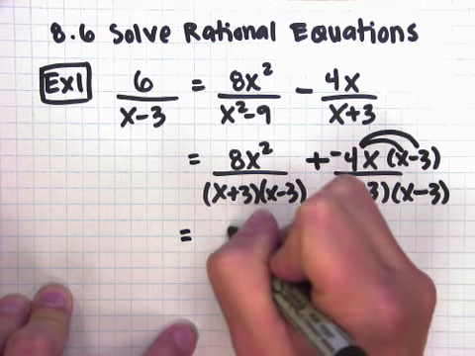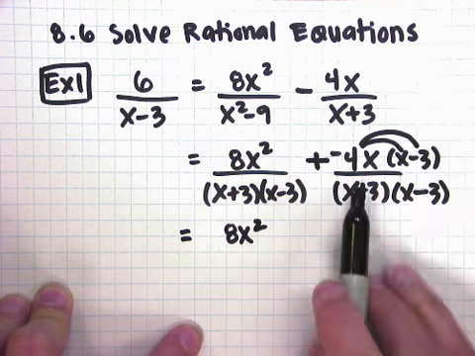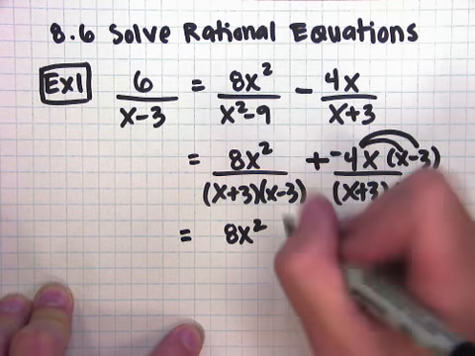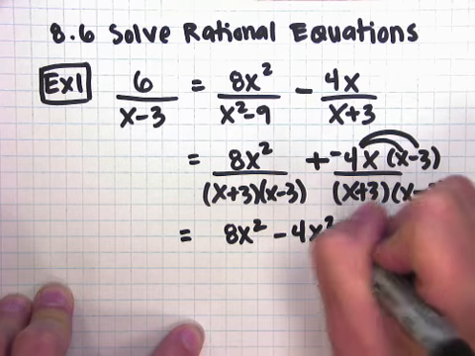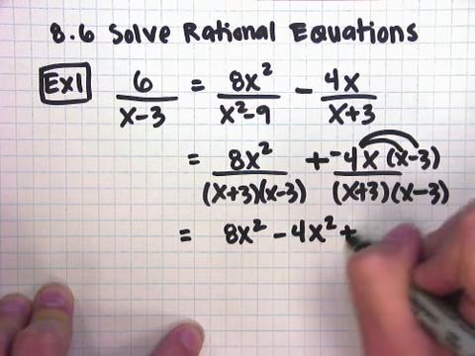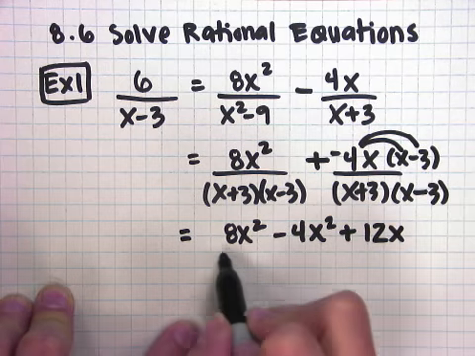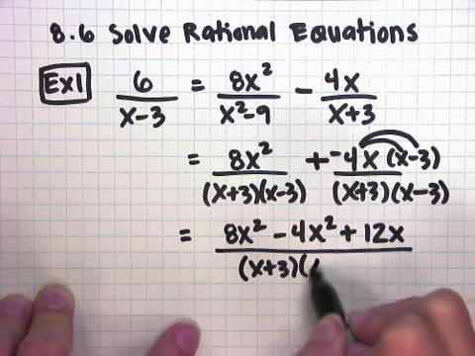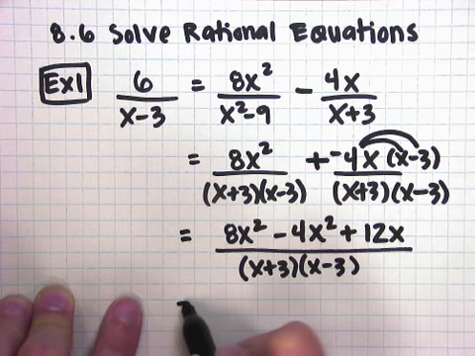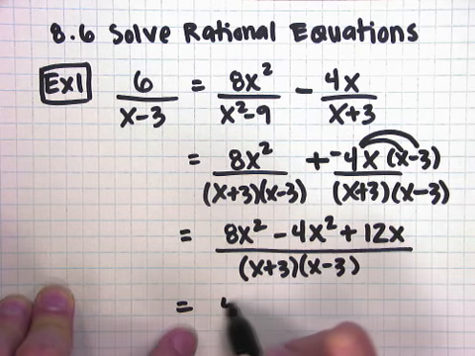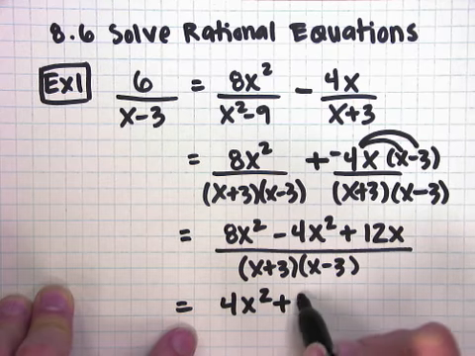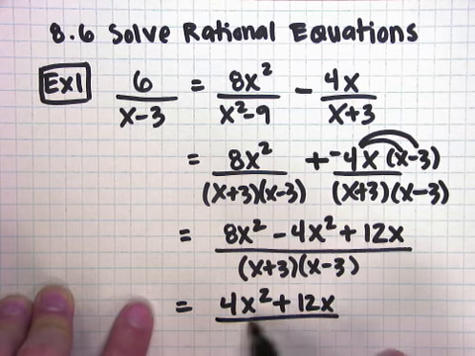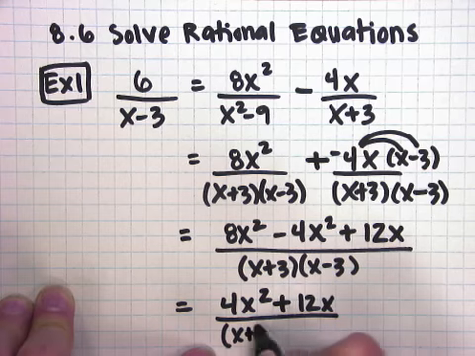So now I've got 8x squared, negative 4x times x is a negative 4x squared. And a minus times a minus gives me a plus 12x all over the common denominator, which I'm going to leave factored. And then when I combine like terms, 8x squared minus 4x squared is 4x squared plus 12x, and then this is all over x plus 3 times x minus 3.